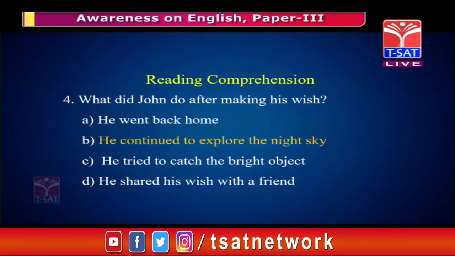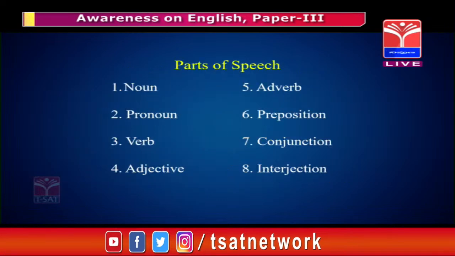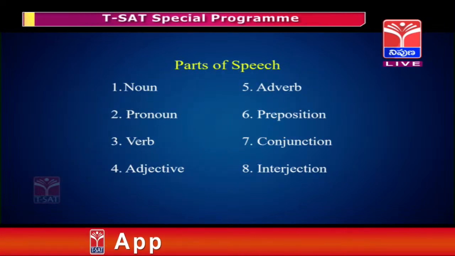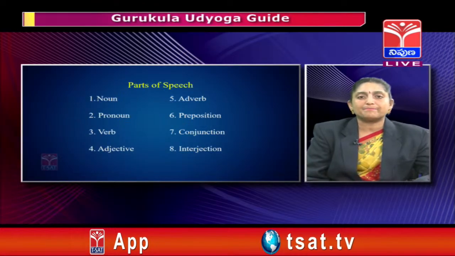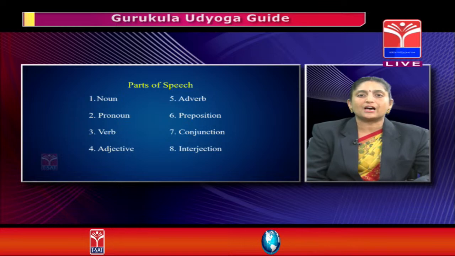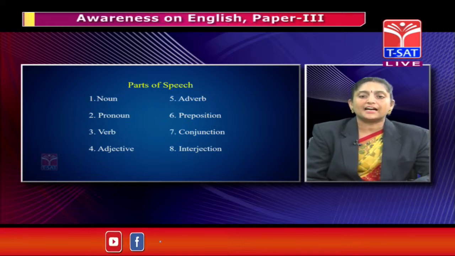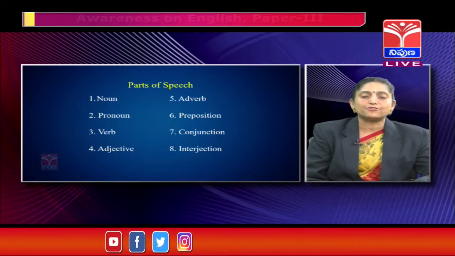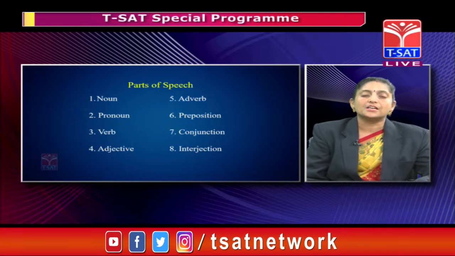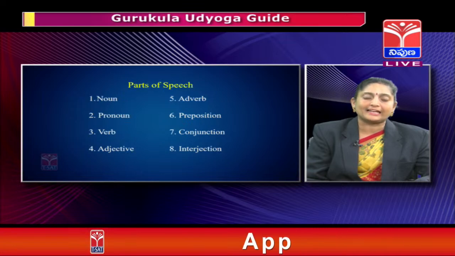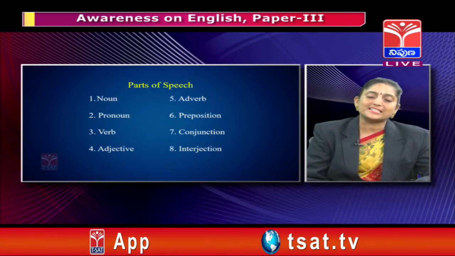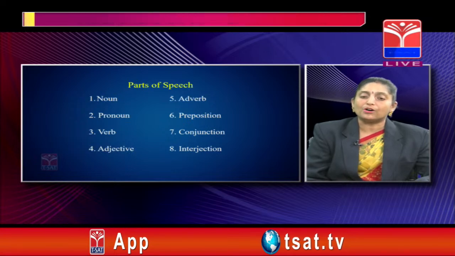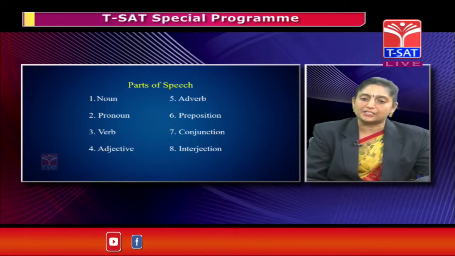Then the next one under grammar and vocabulary is parts of speech. First, you need to know how many parts of speech we have. We have 8 parts of speech: noun, pronoun, verb, adjective, adverb, preposition, conjunction and interjection. Noun talks about the names of a person, place, thing and animal, as you all know. Pronoun we use in place of a noun. Verb, all the action words are called verbs.